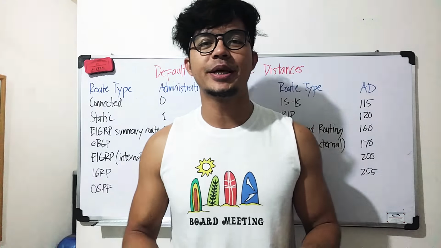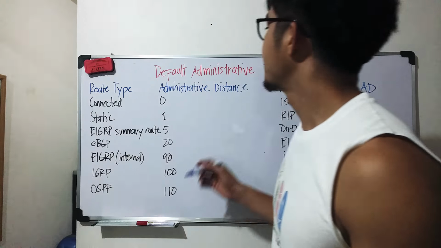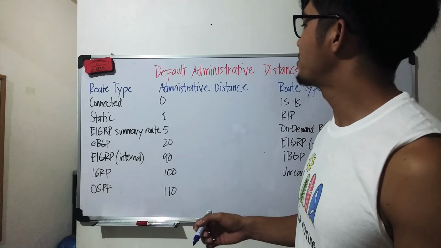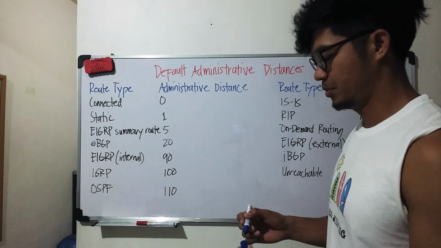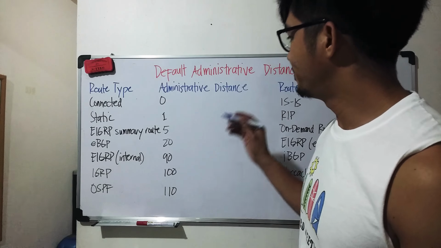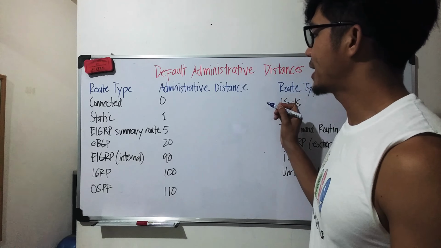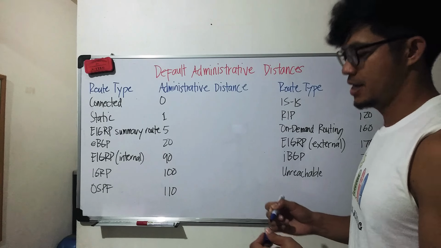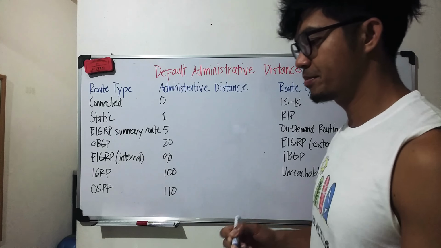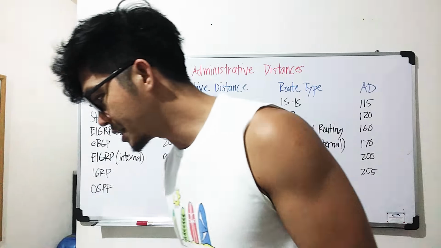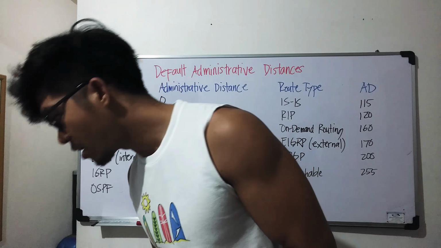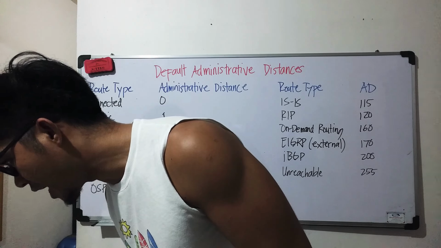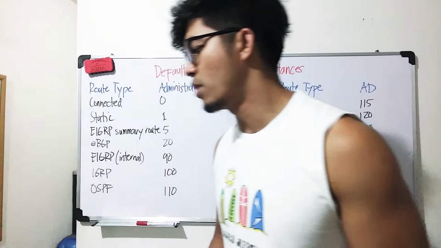In this video, I'm going to talk about default administrative distances. I've got a table here that I got from a book that I'm reading called CCNP Routing and Switching ROUTE 300-101 by Kevin Wallace.